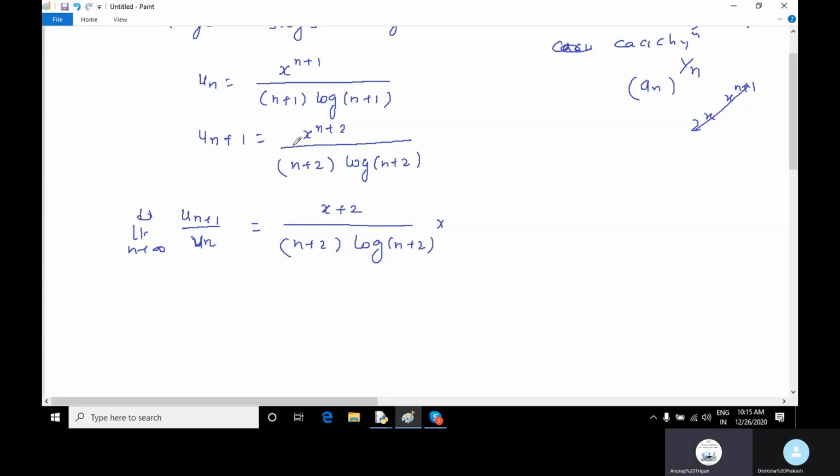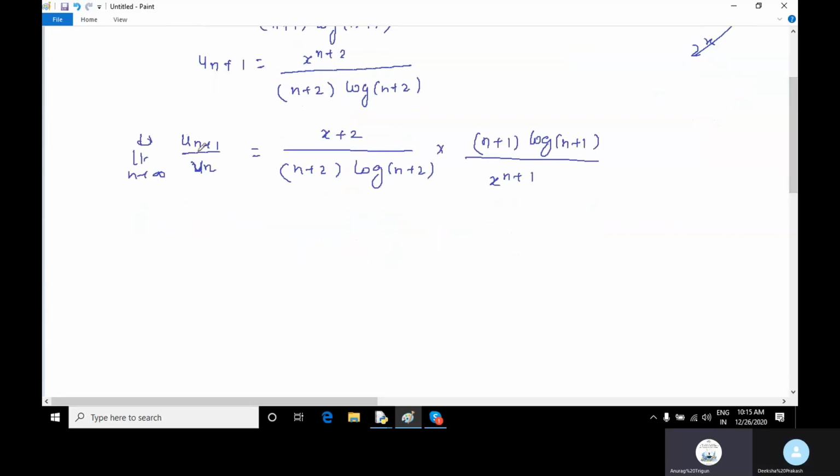So u of n is this one. So this will come here, x to the power of n plus 1, and here we will get n plus 1 and log of n plus 1. If you want to know anyone, you can divide it here. Not necessary here, because the log term is not different here. It's the same only. Okay, any can divide, later you can think about it, after that simplification.